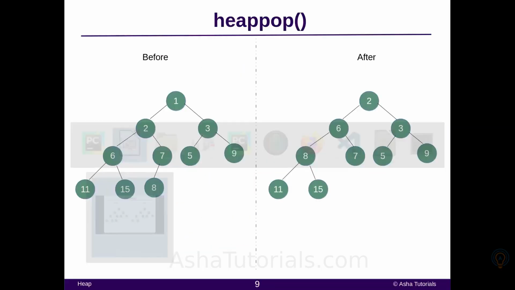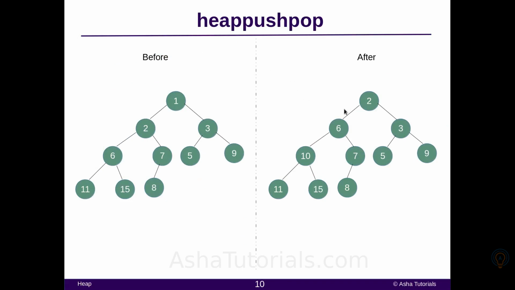So if we see the binary tree of it, first of all it will insert element 10 and then it will remove the minimum element, which is 1. So it will restructure 2 times. After performing the restructure 2 times, the binary tree will look like this.